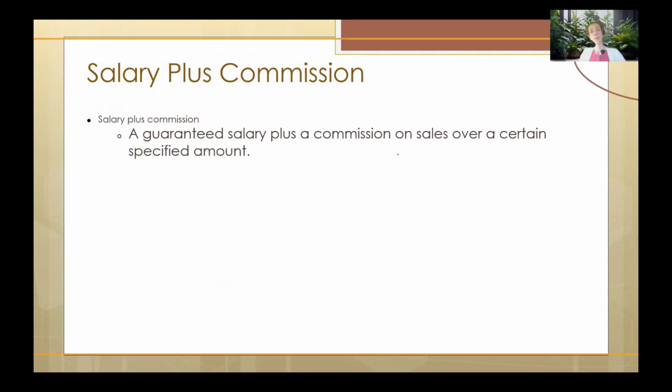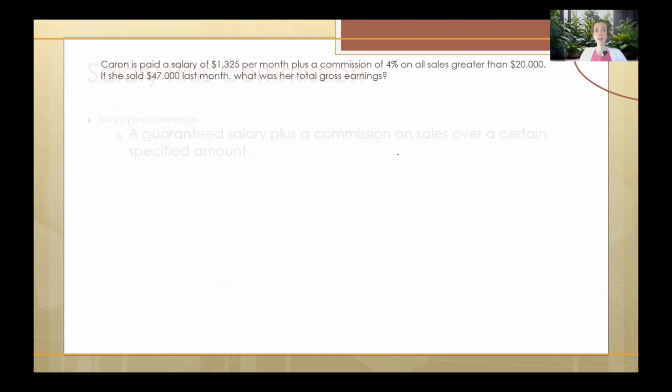All right. Now, sometimes you're given salary plus commission, which is a guaranteed salary plus a commission on sales over a certain specified amount. So Karen is paid a salary of $1,325 per month plus a commission of 4% on all sales greater than $20,000. If she sold $47,000 last month, what are her total gross earnings?